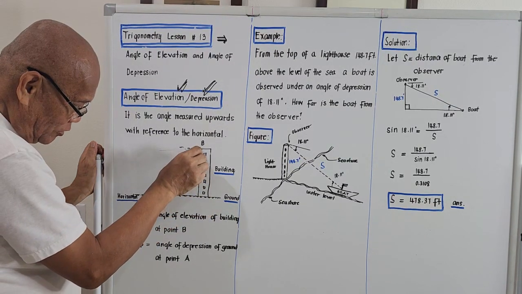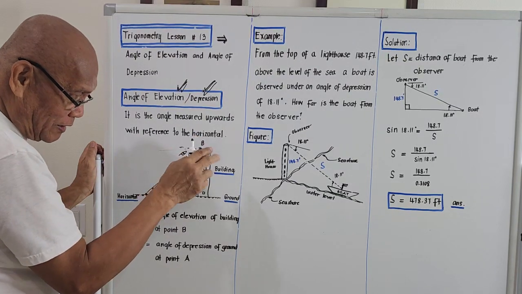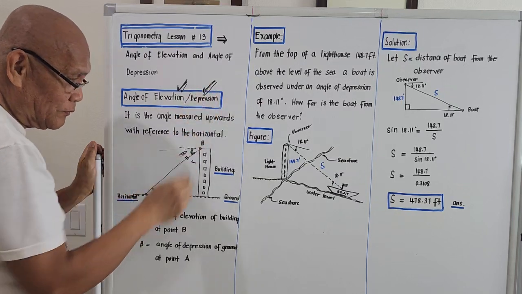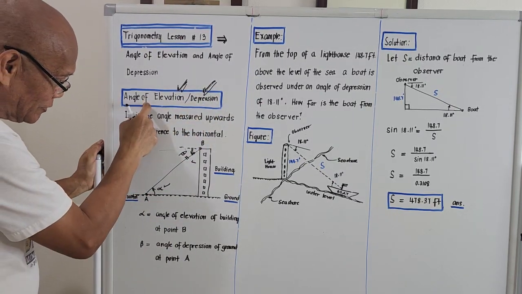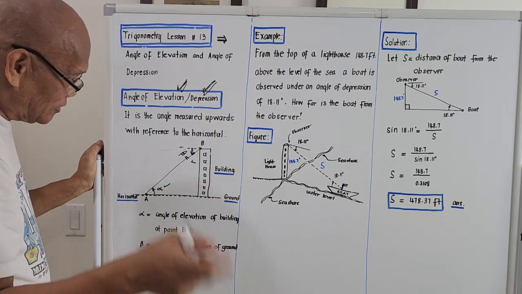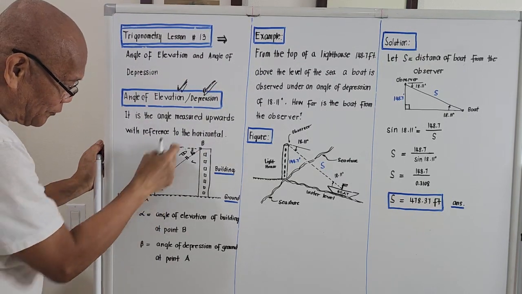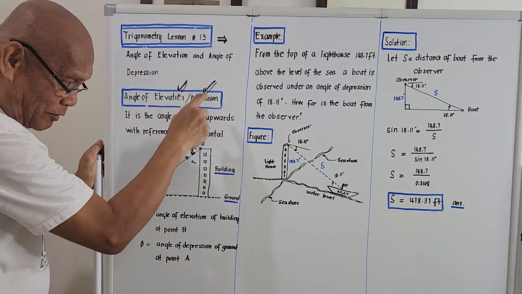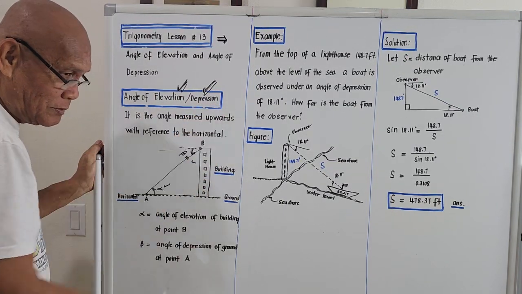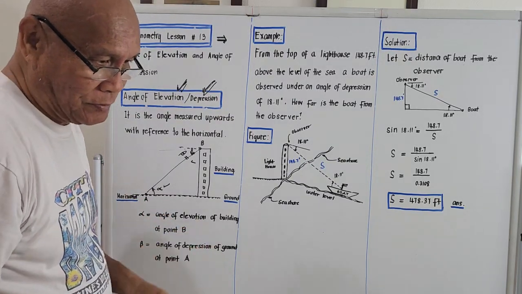So if the observer is at point B, what he will be taking as a reading will be angle beta, and that angle beta is termed as angle of depression. Actually, angle of elevation is the same as angle of depression. The only difference is that for the angle of elevation, the observer is at the ground, and for the angle of depression, the observer is on top. Okay, at least we now know what is angle of elevation and what is angle of depression.